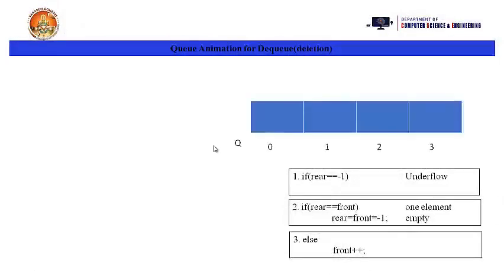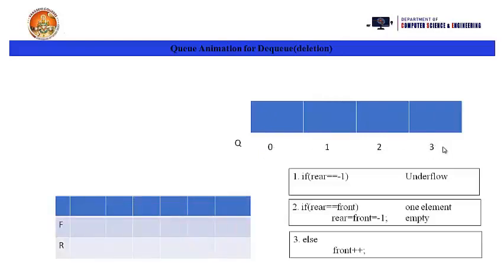Now let us see the animation for the dequeue operation. Before deleting an element from the queue, we need to check this condition. Now this is the queue with the name alphabet queue, the size of the queue is 4, and we are implementing the queue using an array. An array index starts from 0 to n minus 1, that is size minus 1, 3. Now this is a table to update the front and rear values. Now the queue is filled with the elements 10, 20, 30 and 40.